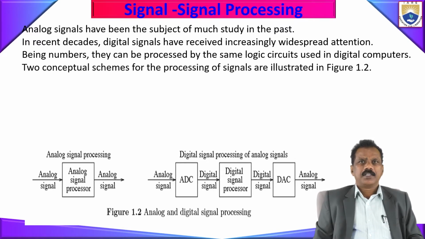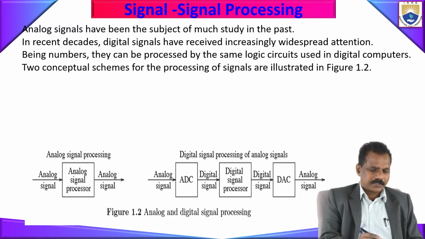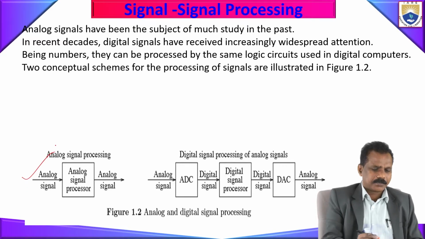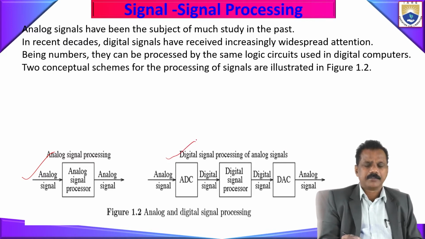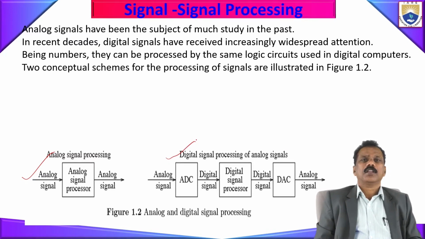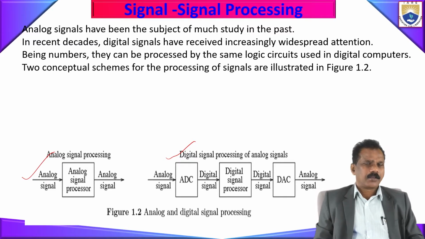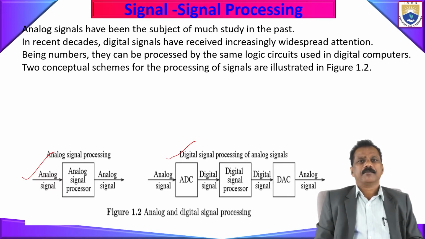Two conceptual schemes for the processing of signals are illustrated here graphically. The first is analog signal processing. The second is digital signal processing of an analog signal. In both, the input is the same: the analog signal.